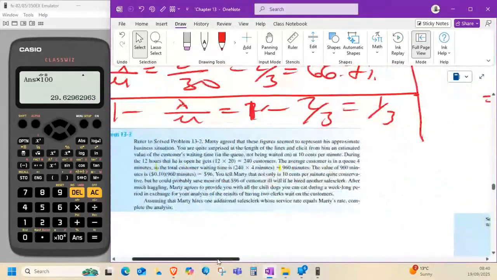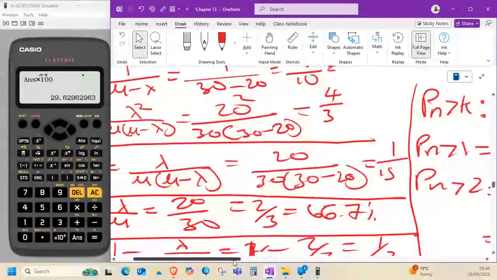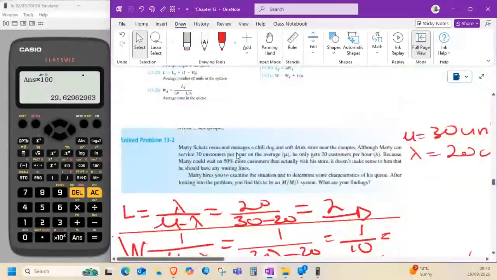Sir, can you please get back to the question just for a few seconds? I want to confirm something with you. Here in the test, the statement itself. Let's say Marty can wait on 50% more customers than actually visit the store. Then, sir, that 50%, I want to understand, is not the utilization or the probability utilization.